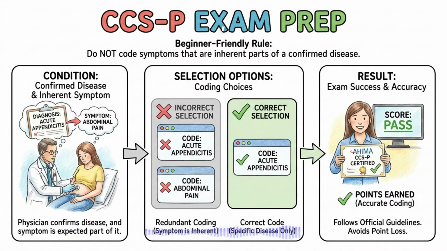However, you must avoid the common mistake of coding a symptom if that symptom is an inherent, expected part of a confirmed disease the patient has. For example, if a physician determines that a patient has acute appendicitis, you would only code the appendicitis and completely omit the code for abdominal pain, because abdominal pain is a standard symptom of appendicitis. Coding it separately is considered redundant and incorrect under official guidelines, and doing so will cost you points on the exam.